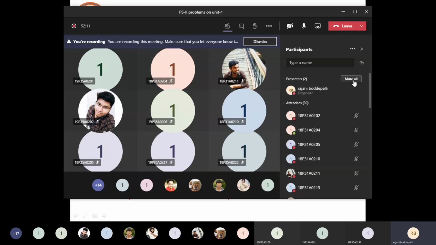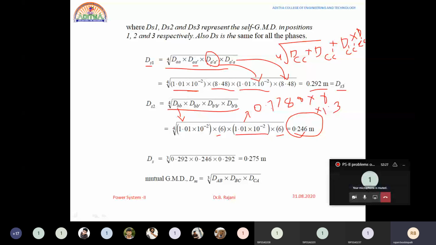GMR is sometimes called self GMR. Its formula is 0.7788 into R. If you are finding the value for DAA suffix, all of you examine the suffix, which is nothing but DAA, A dash, A dash. Wherever you are having the same suffixes, in those cases we will be putting this formula. Okay, it is the self formula.